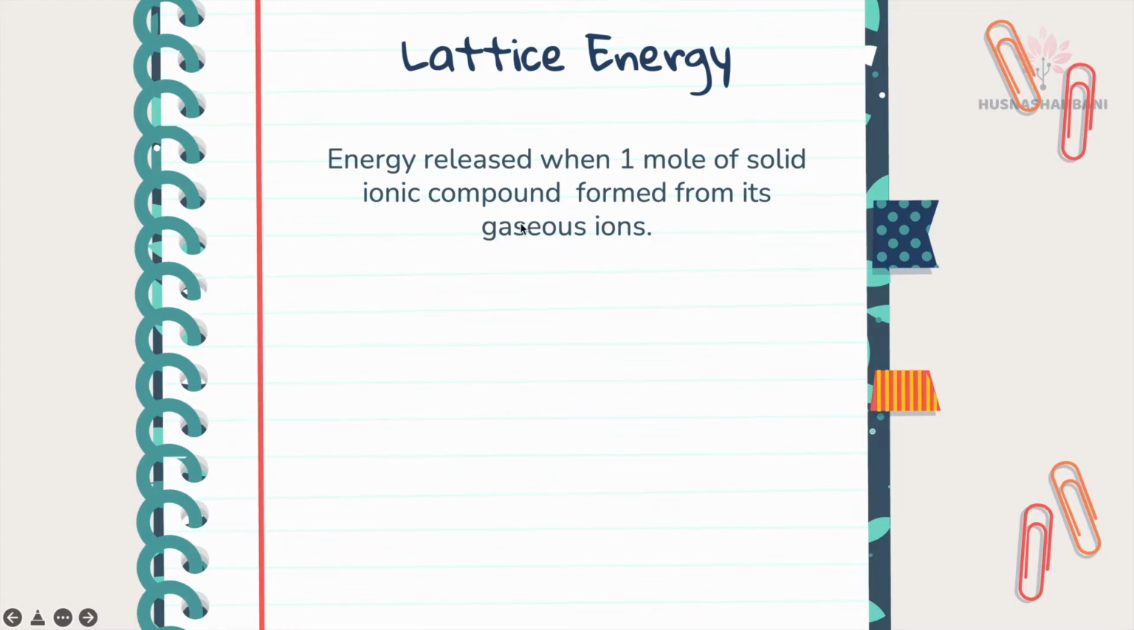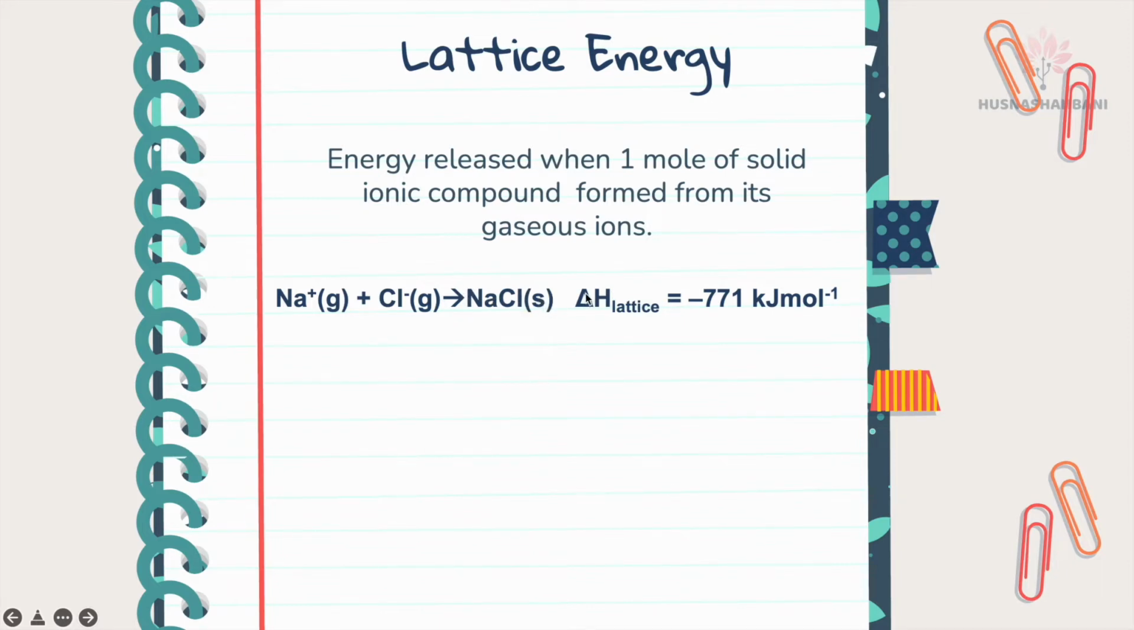Reactants, gaseous ions. Lattice energy is the energy released when 1 mole of solid ionic compound is formed from its gaseous ions. For example, the reactant gaseous ions are Na plus in gas form plus Cl minus ion in gaseous form, and the product is 1 mole of solid ionic compound. Here it is 1 mole, and the state must be solid.